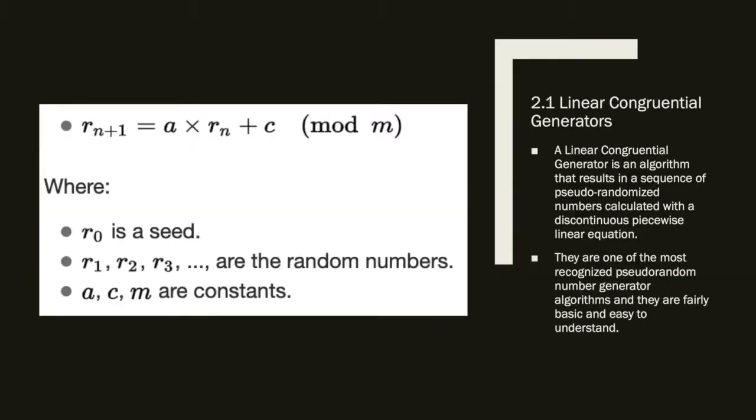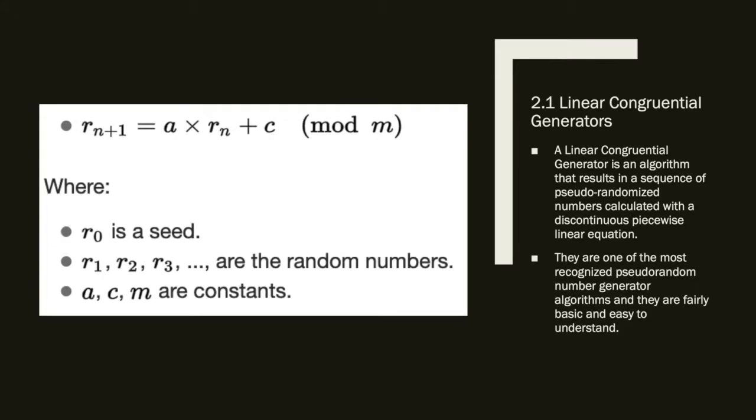Section 2.1, Linear Congruential Generators. A linear congruential generator is an algorithm that results in a sequence of pseudo-randomized numbers calculated with a discontinuous piecewise linear equation. They are one of the most recognized pseudo-random number generator algorithms, and they are fairly basic and easy to understand.